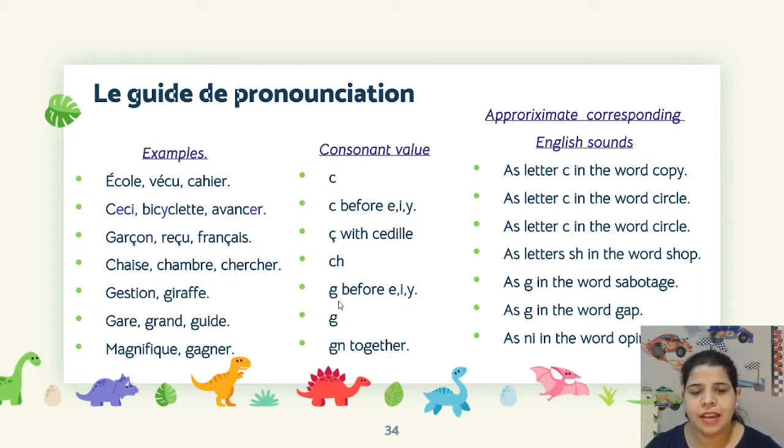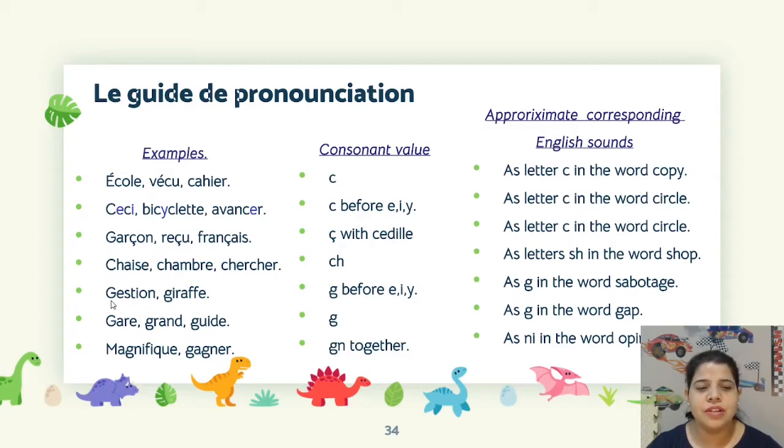Letter J followed by the letter A, E or Y, letter E, I and Y in English. If letter J is followed by the letter A, E, Y, it has to be pronounced as the J in the word sabotage. Look here, let's see the example.